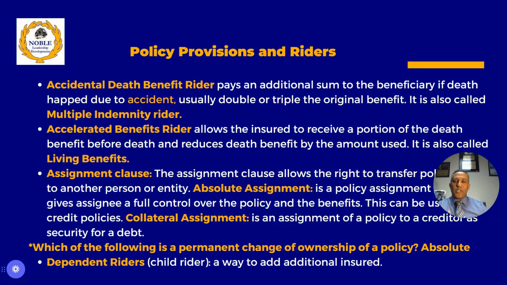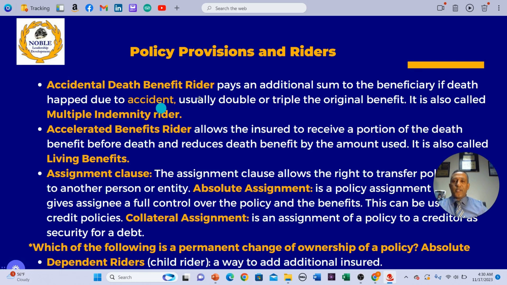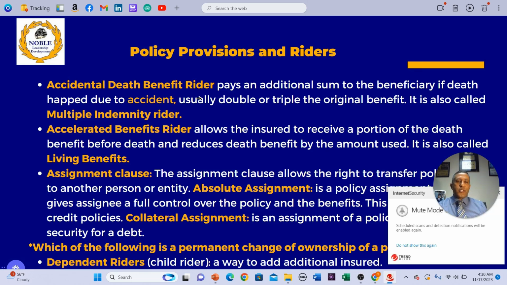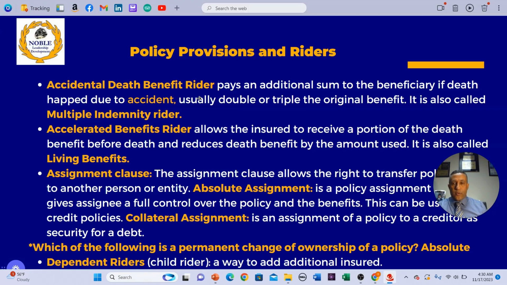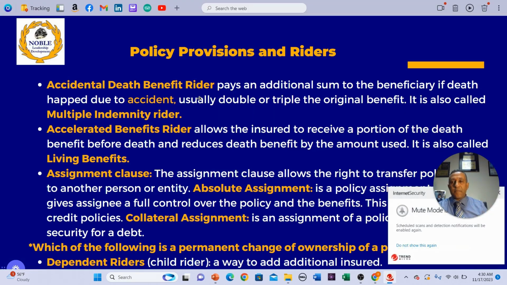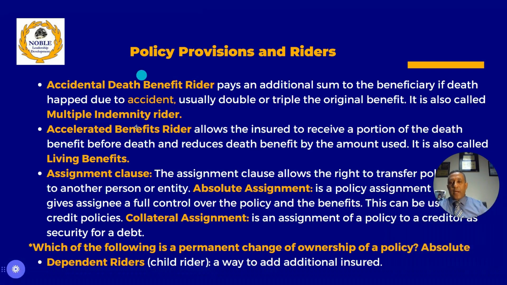So some of the elements that you need to remember that appear most on the exam is the accidental death benefit rider. It pays an additional sum to the beneficiary if death happens due to accident. So usually double or triple. It's also called a multiple indemnity rider. Indemnity is restoring to the financial condition. So life insurance is an indemnity contract. So if we say multiple indemnity, the death benefit is doubled if the death happened due to accident. Of course, people pay more premium for the accidental death benefit rider.